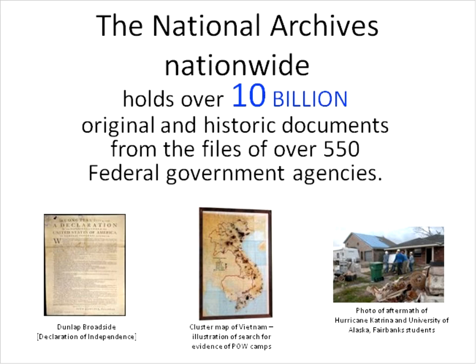Basically, what they are are desk files. They're the files that these agencies keep in their office. And you can see down at the bottom of this frame, it spans the whole history of the United States, from the Declaration of Independence, of course, and that's the Dunlap broadside, to a cluster map of Vietnam. That's actually a heat map. They were searching for evidence of POW camps, so they were looking for body heat. And also clear to Hurricane Katrina and beyond.